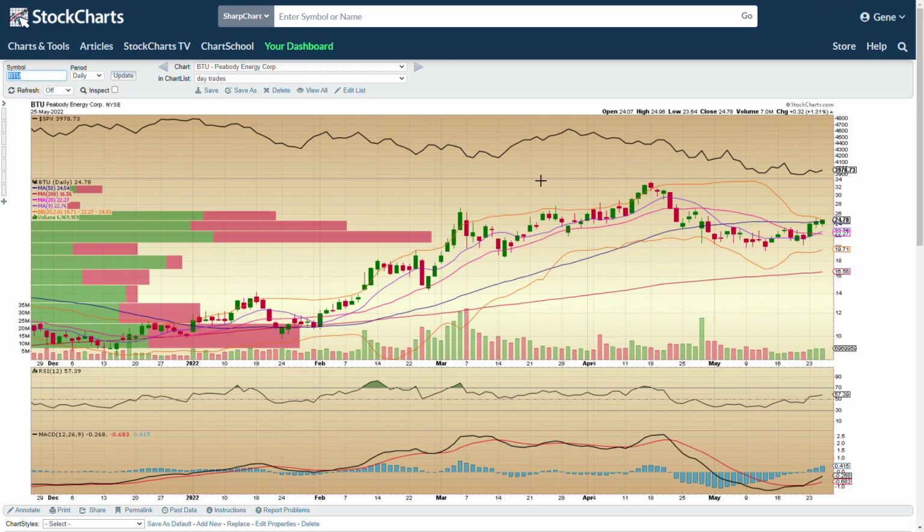BTU, I just have this single daily chart. This is just a reminder to keep an eye on the coal names. Energy, energy, energy.